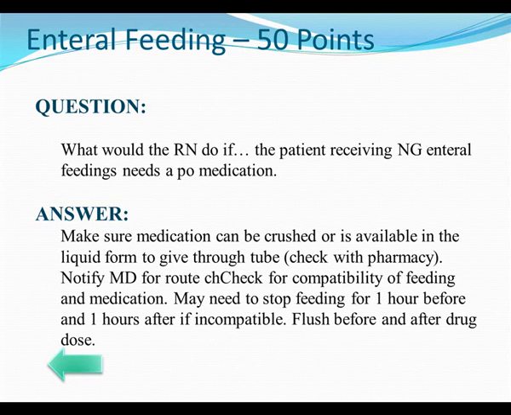Sometimes if it's an extended release capsule, you can call the pharmacy and they'll say, go ahead and open up the capsule. Those tiny little round things inside the capsule are actually what is extended release. It's not the capsule itself. So sometimes capsules you can open up and give, even though they claim to be extended release. Some medicines are available in a liquid form. So check with the pharmacy. There may be something that you can substitute, the liquid form for the PO form.